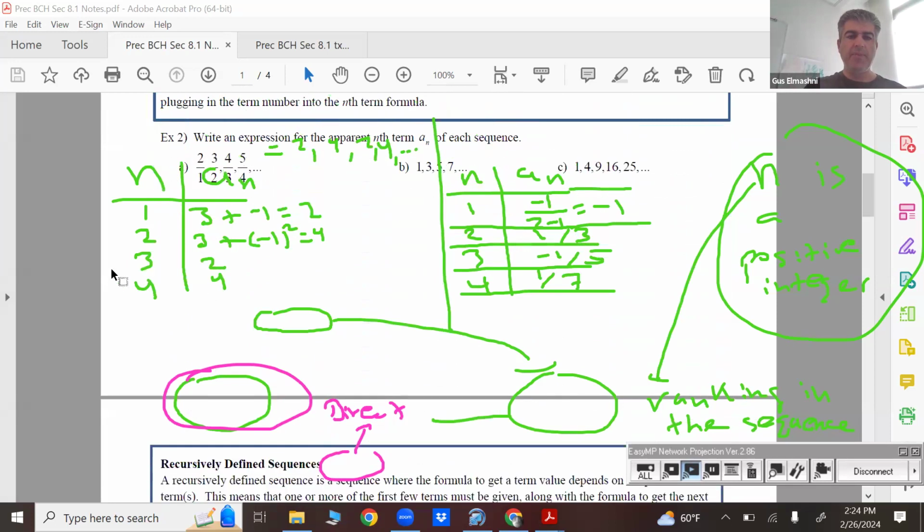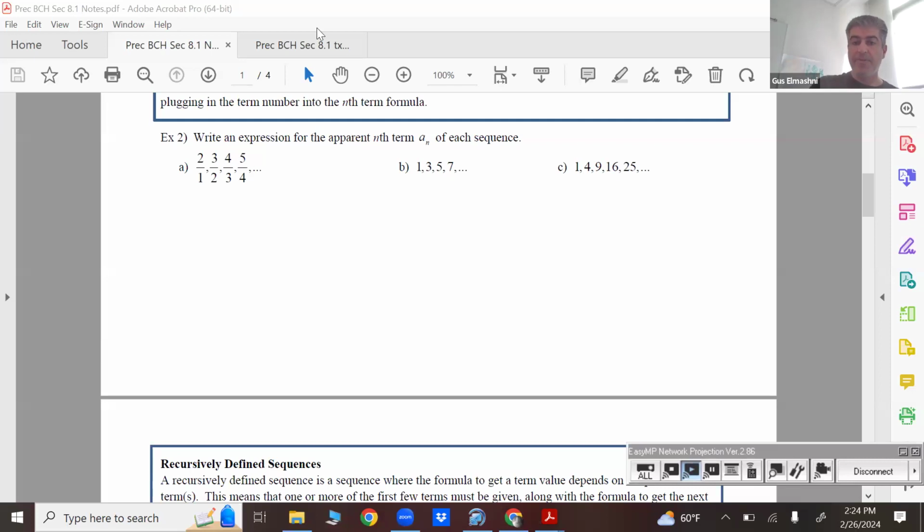So for here, you're asked to write an expression for the apparent nth term. So basically, you're asked to write an explicit formula. You have to think somewhat out of the box. There are going to be some predictable formulas we'll use on Wednesday and Friday, but for now, we'll just make up formulas as we see fit. So, anyone want to take a stab at how I should make this formula for A? Brooke, go ahead.